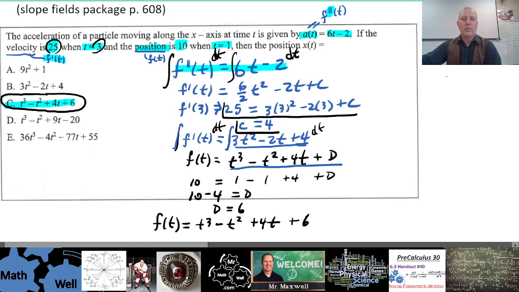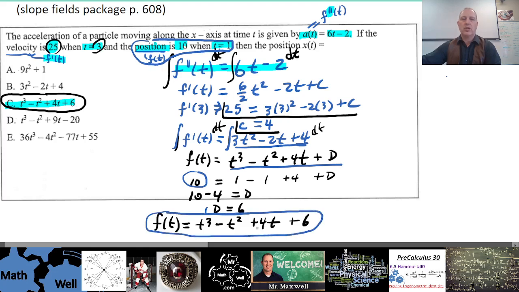So now we go to this part of the question where it says that the position is 10 when t is 1. So that is t equals 1, f of t equals 10. So f of t equals 10, and then we put 1 in for t. You solve for d, you should get 6. This is the final f of t expression, the particular solution, which matches to C. All right, run that back and look at that again if you need to. Hope that makes sense. See you later.